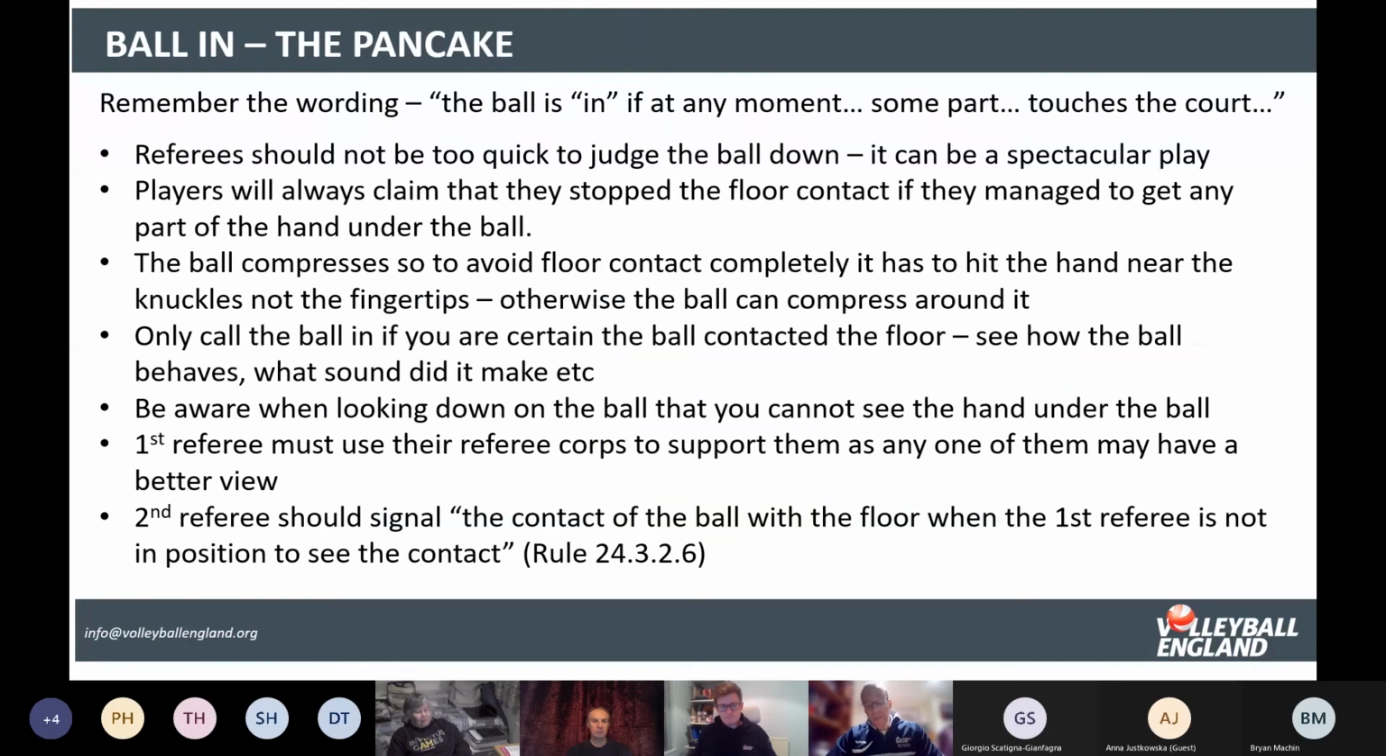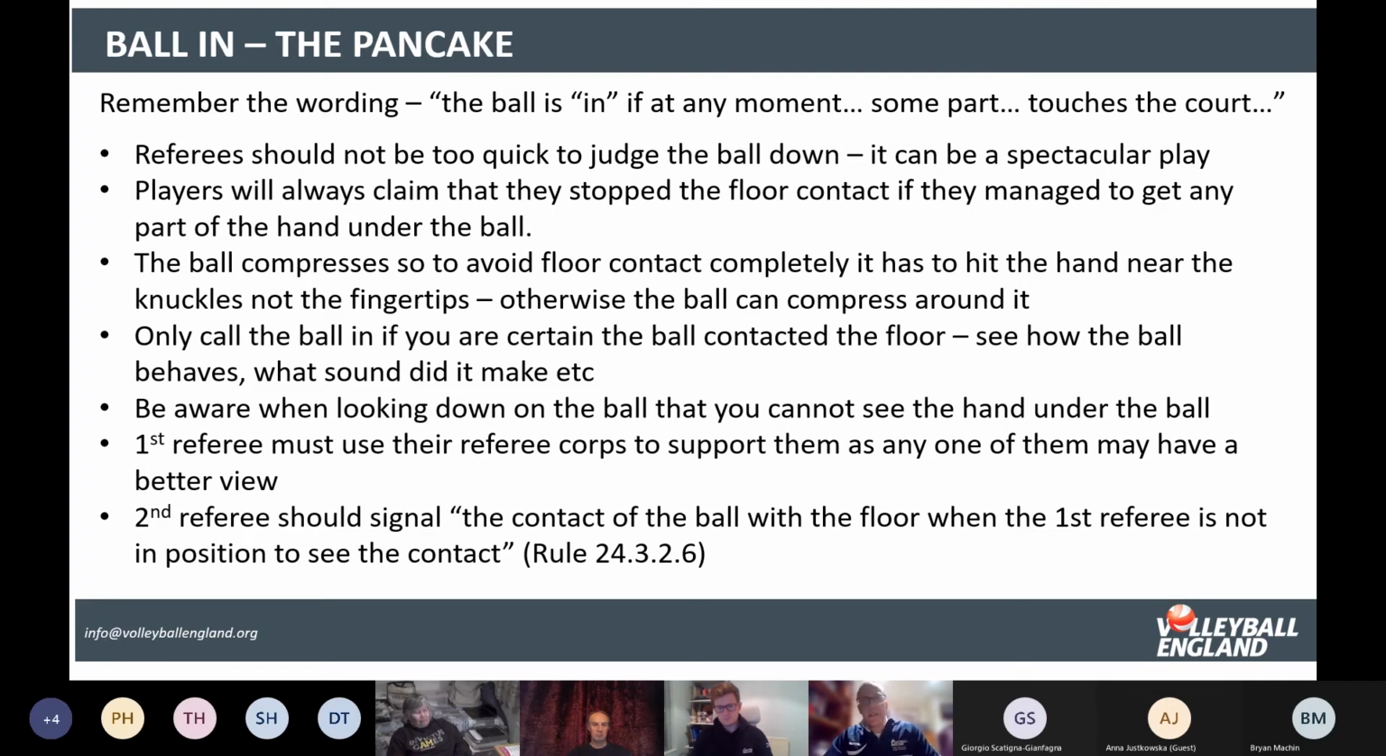Okay, so ball in, there's one area which is a bit more tricky for us, and that is the pancake. If we remember the wording, the ball is in if at any moment some part of the ball touches the court. We shouldn't be too quick to judge the ball is down or the ball is in with a pancake play, because the play itself can be spectacular. So if you have a crowd and you stop play too quickly or for no apparent reason from their perspective, then you have to be certain the ball has touched the court.